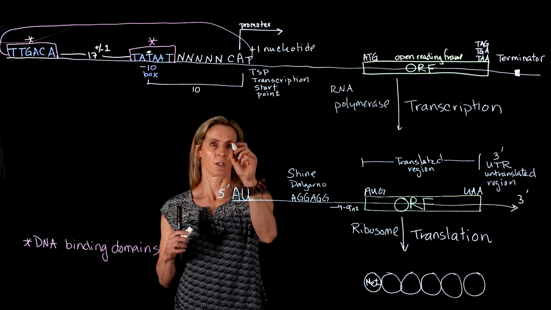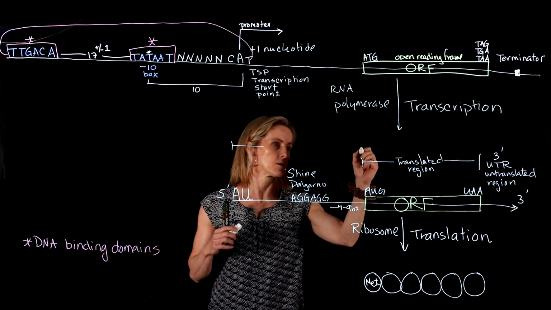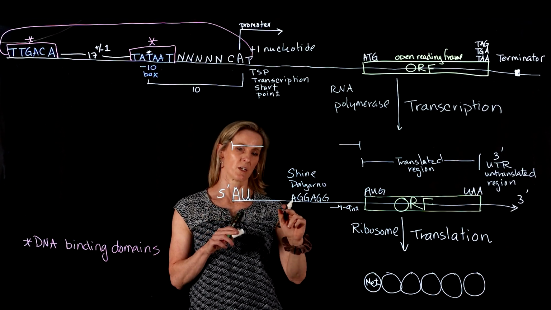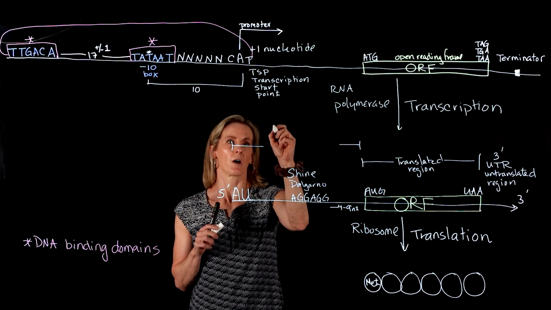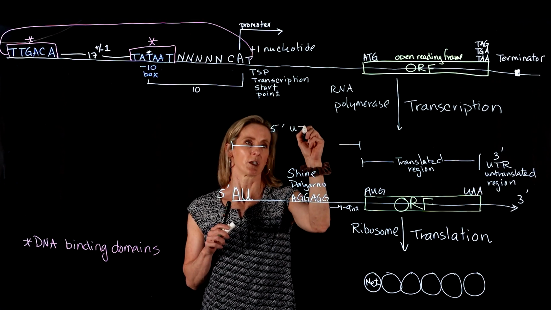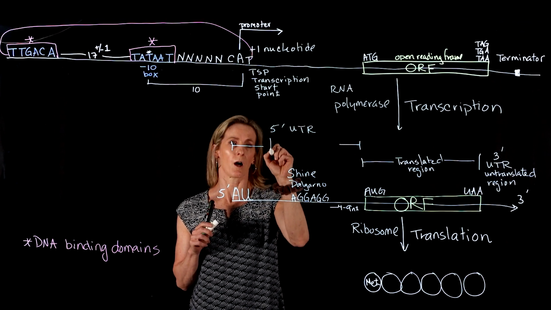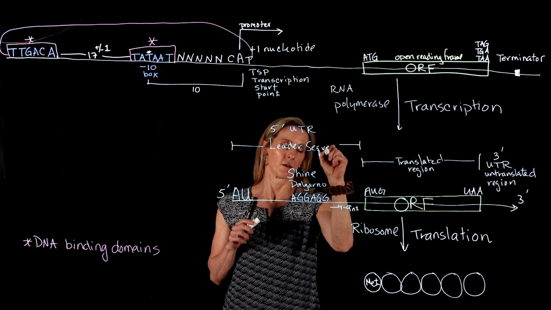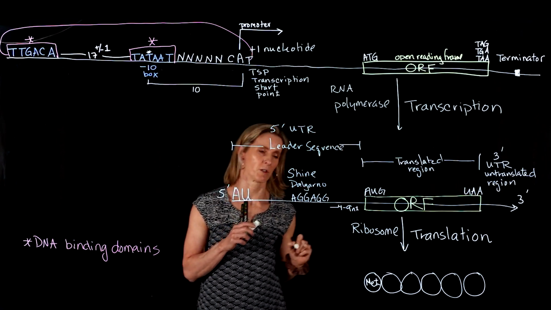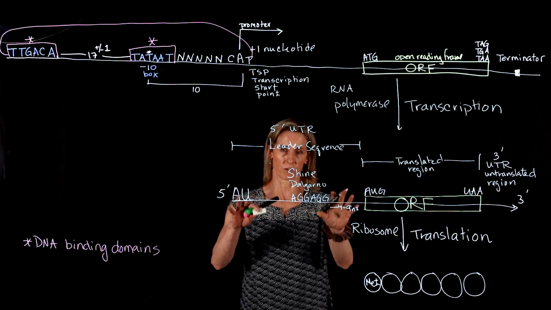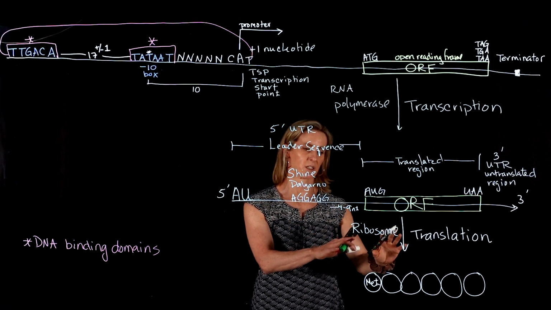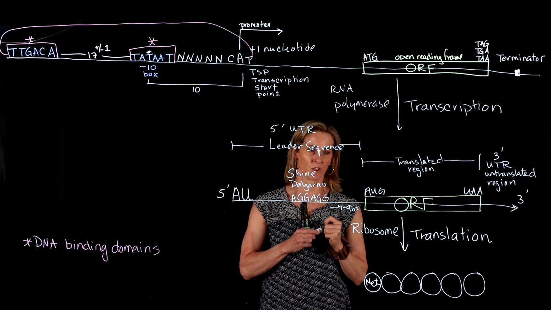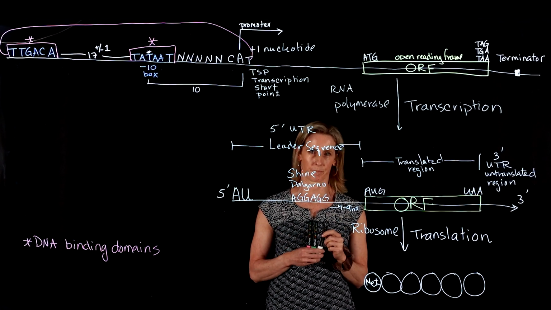And the other untranslated region contains the Shine-Dalgarno sequence. We call that the 5' UTR, or we call it the leader sequence. And this has important signals that, again, are recognized by the ribosome so that it can initiate translation at the start codon.